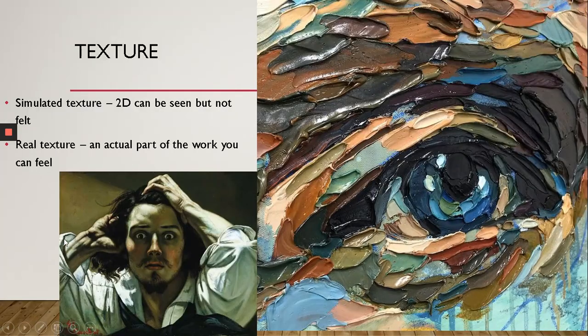Okay, so simulated, I can see it, but I can't feel it. Real texture, I can see it and I can feel it. Okay, so we're looking at like Van Gogh when he applied paint thickly, creating depth, creating movement in the paint itself.